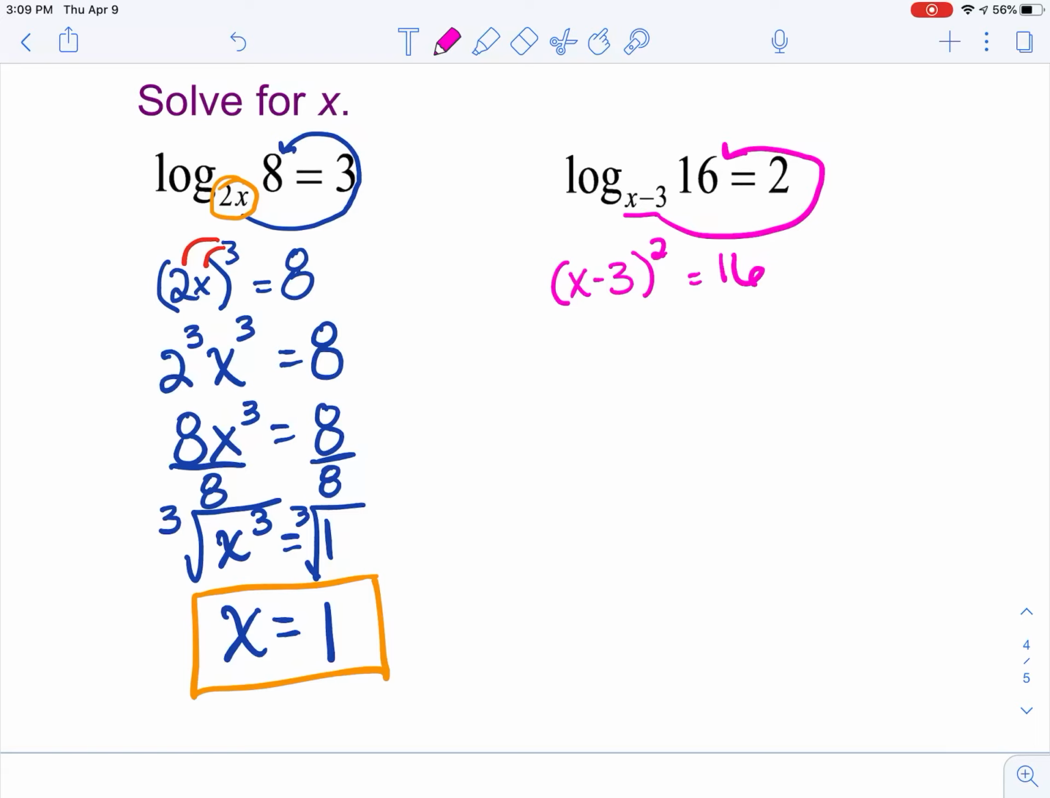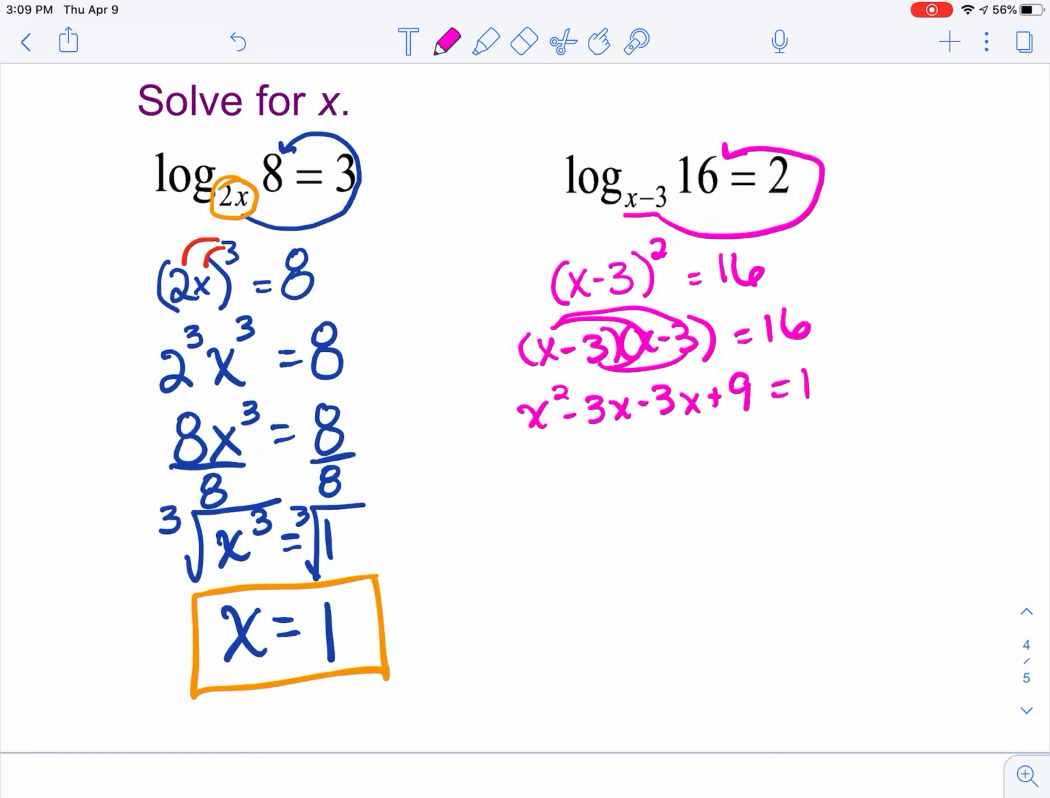Here's where a lot of students make mistakes. They just square the x, square the 3, but we cannot do that. We have to write it twice. And then FOIL or double distribute, however you know. So I get x squared minus 3x minus 3x plus 9. First, outer, inner, last. That leaves me with x squared minus 6x plus 9 equals 16.